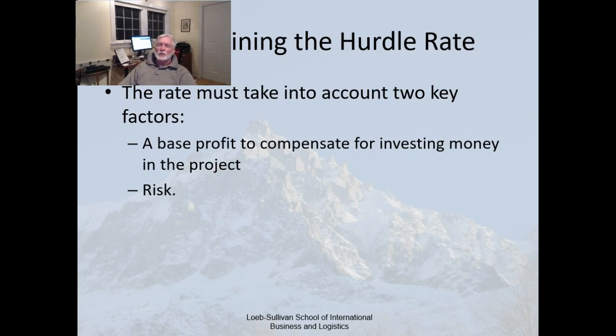And then the other thing you have to calculate in is that risk. We talked about risk earlier. What's the chance that I may not actually achieve my expected revenues and therefore not get my rate of return? So I have to put a risk factor in there. So I'm going to take however I determine my cost of capital and add risk to it to get my hurdle rate.